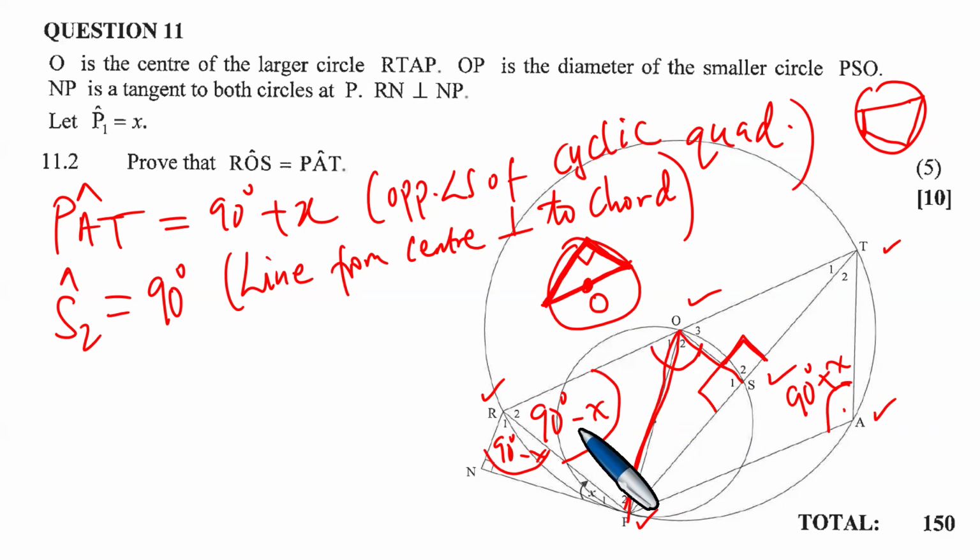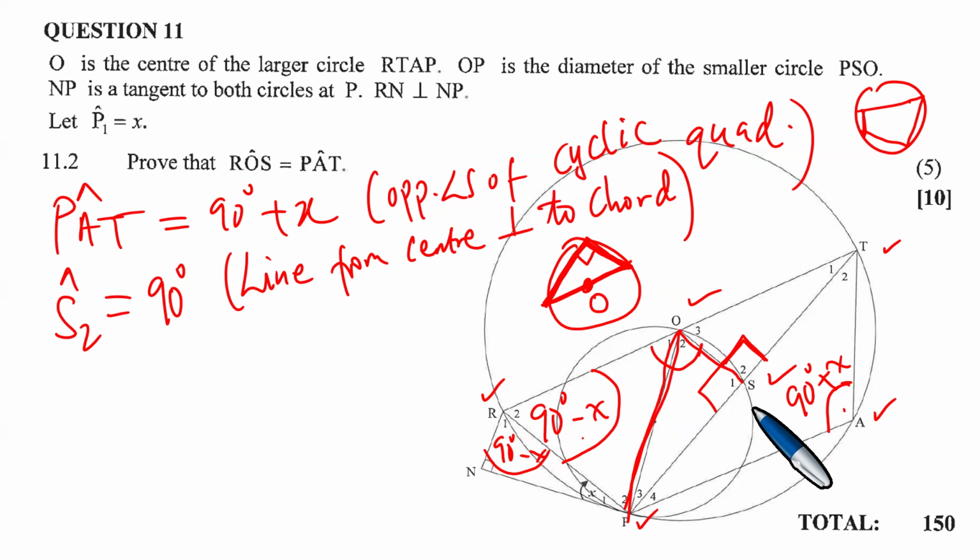Now, there are a couple of things, and also, yeah, you can say many things. For example, about the fact that S2 equals 90 degrees. S2 equals 90 degrees because we said a line from the center that is perpendicular to a chord. So it is most certainly one valid reason.